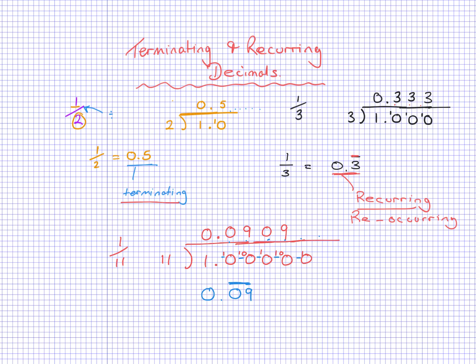Okay, so that's another important lesson. We put the line above the digits that recur. Okay, so think very carefully about how you're looking at this and how you're reading the answer.